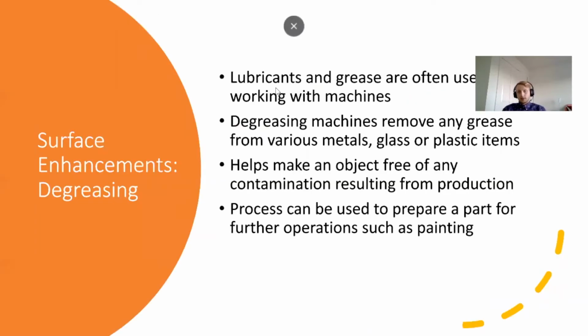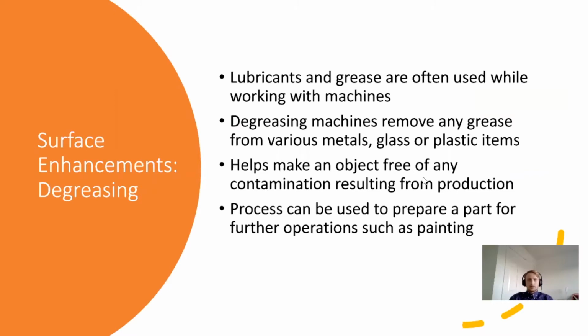Next up, we have degreasing. Lubricants and grease are often used while working with machines. Degreasing machines remove any grease from various metals, glass, or plastic items. Degreasing helps make an object free of any contamination resulting from production. The degreasing machines themselves use a solvent and a washing system very similar to that of a washer to remove these contaminants. Processes can be used to prepare a part for further operations such as painting. This process is an easier way to clean products as compared to pickling.